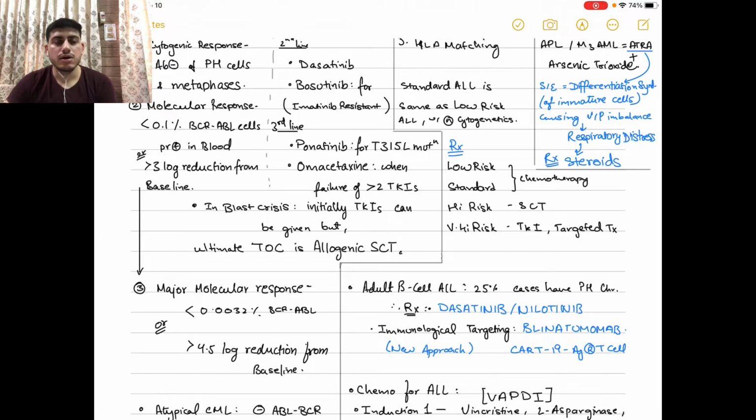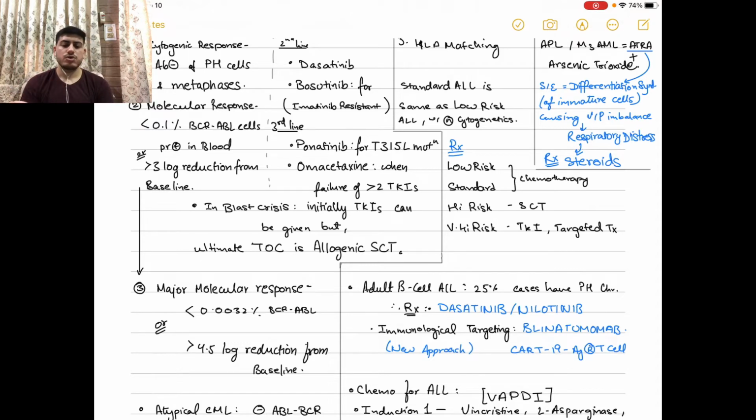And after molecular response, the third kind of response is major molecular response. So in molecular response there will be less than 0.1% of BCR-ABL genes, the same related to Philadelphia chromosome, so less than 0.1% present in blood. And this 0.1% you can also write down as more than 3 log reduction from the baseline. So like a 3 log reduction has been there. So it's basically mathematical calculation.